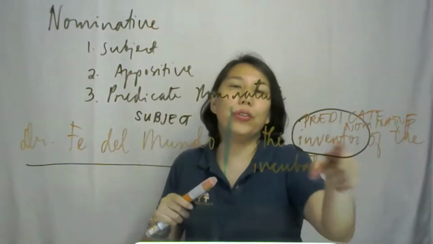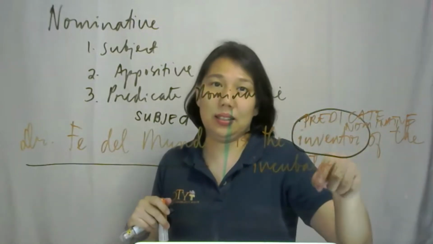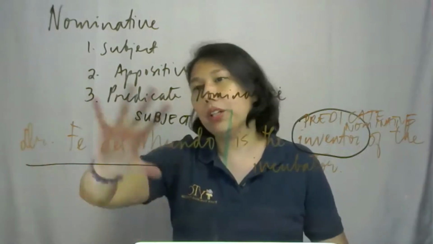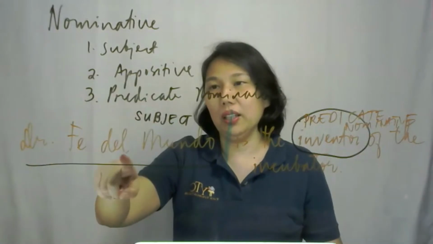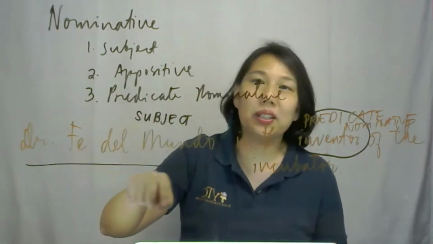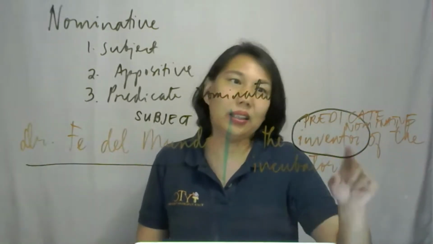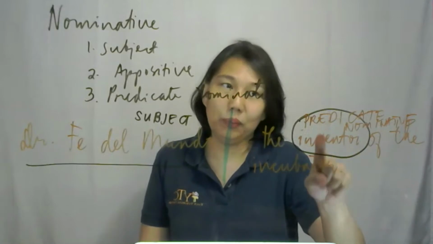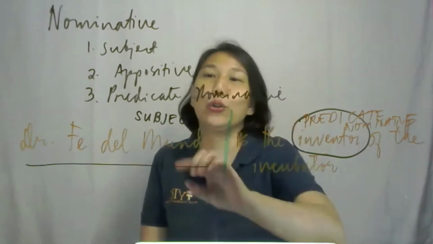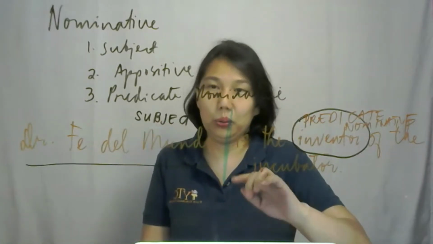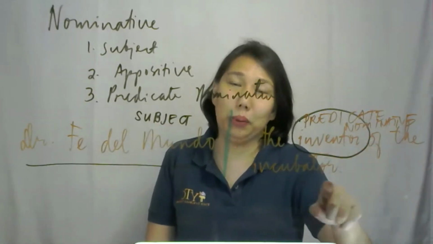The whole thing here is the predicate of the sentence. This part over here is your subject. So the noun used as subject is found in the subject part. This one is the subject. This is what we're talking about. The predicate part explains that the noun inventor is Dr. Fe del Mundo, and Dr. Fe del Mundo being the subject is also the inventor, as explained by the predicate part of the sentence.